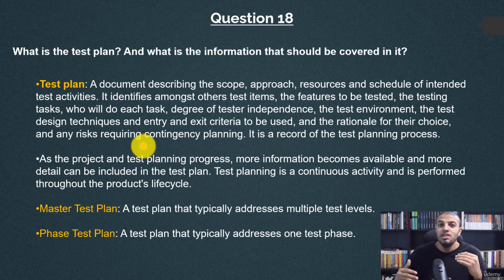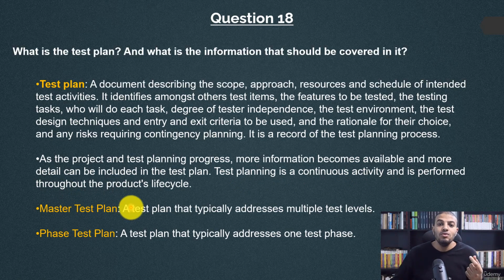The test plan changes over time, so you begin to write it at the beginning of the project, but while you are going throughout your project, you begin to edit the test plan. So as the project and test planning progress, more information becomes available and more detail can be added in the test plan. Test planning is a continuous activity and it's performed throughout the product lifecycle.